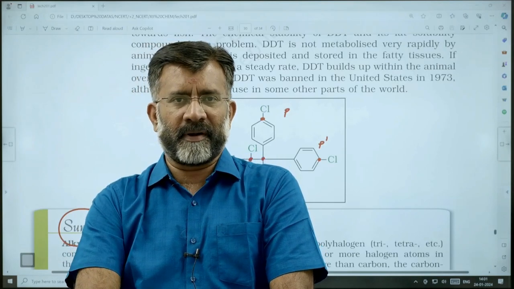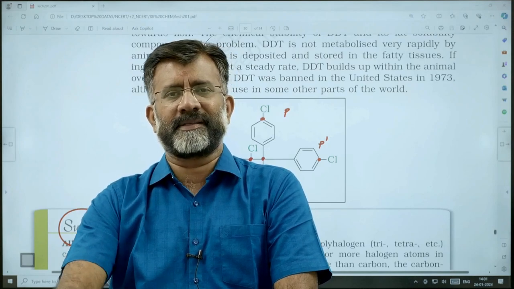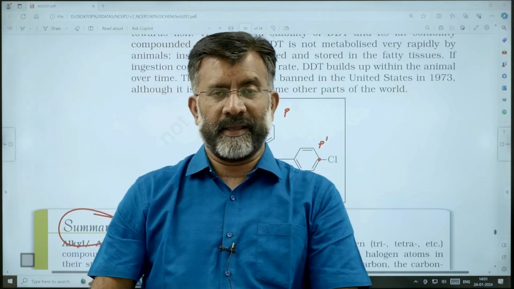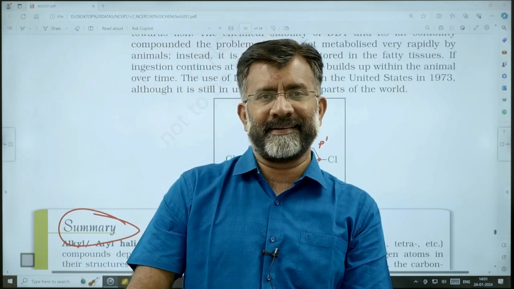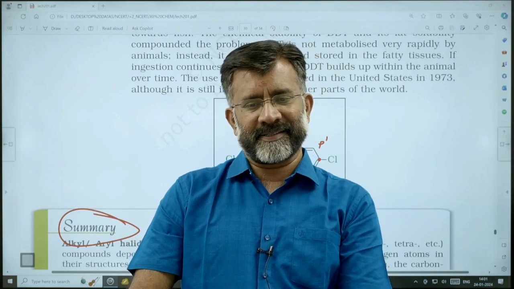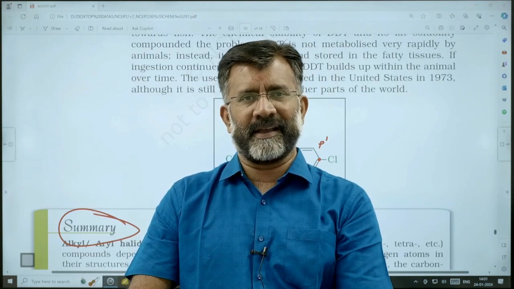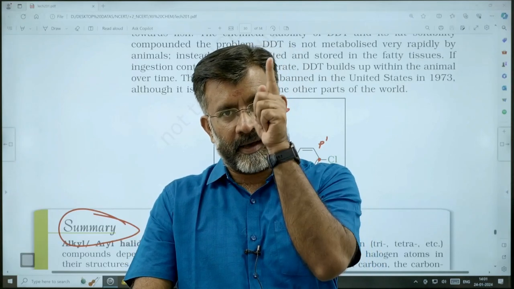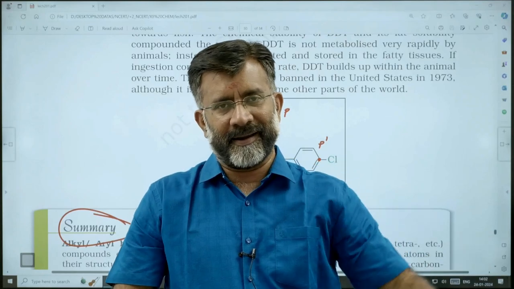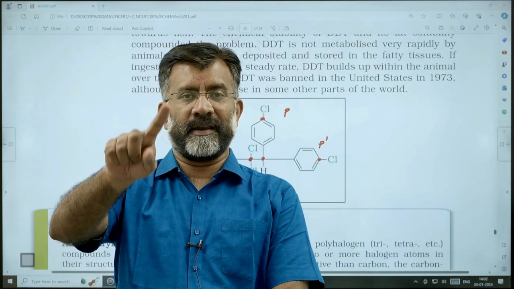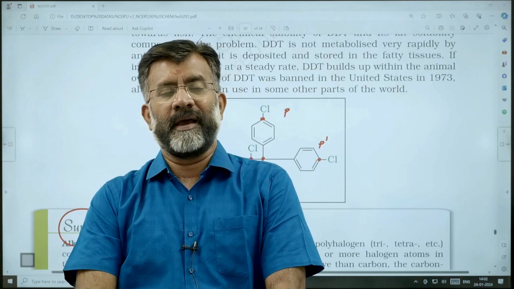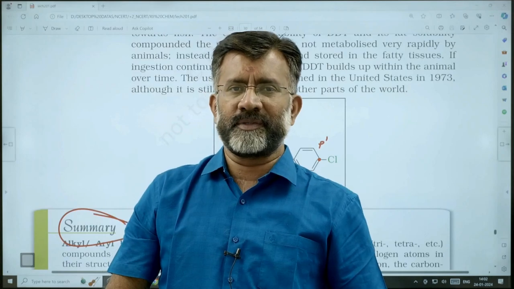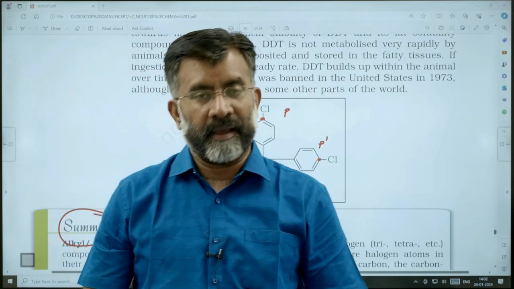Then properties: physical properties, solubility, boiling point, melting point, etc. Then chemical reactivity, mainly SN reactions, SN1, SN2, and elimination reaction. Reaction with the metals, Grignard reagent, Wurtz reaction, Fittig reaction, Wurtz-Fittig reaction. SN reaction for aryl halides, many points related. ESR reaction, electrophilic aromatic substitution reaction for haloarenes, many related points. And finally, polyhalogen compounds. There we conclude the chapter haloalkane, haloarene.